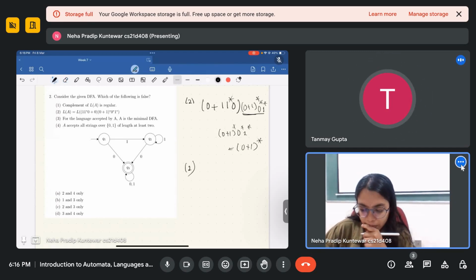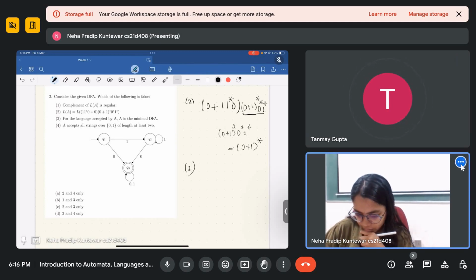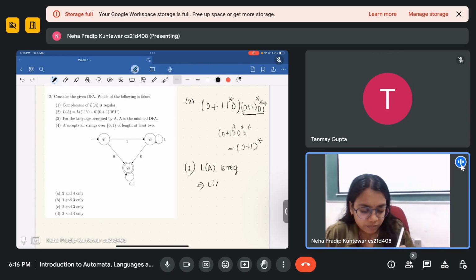Option D, the false ones: 3 and 4. Yes, that's right. Clearly we have drawn a DFA for this, so it's regular, and its complement will also be regular by closure properties. So L of A is regular implies L of A complement is regular. So these two are correct.